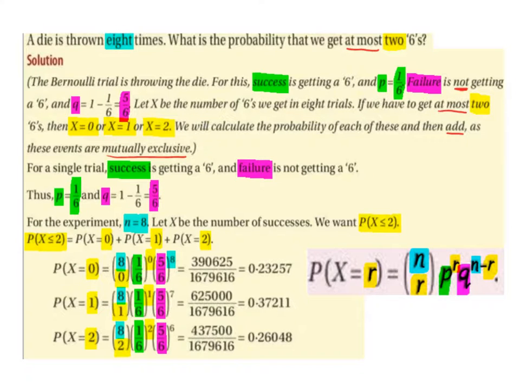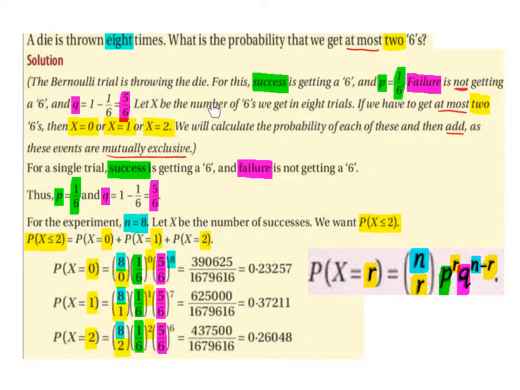So let's have a look at an example. A die is thrown 8 times. What is the probability that we get at most 2 6s? So the Bernoulli trial is throwing a die. For this, success is getting a 6, and P, which represents success, is going to be equal to 1 over 6, because there's 1 six on a 6-sided die. Failure is not getting a 6. So failure is represented by Q, which is 1 minus a 6th, which is 5 over 6.